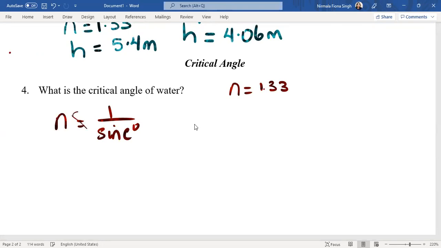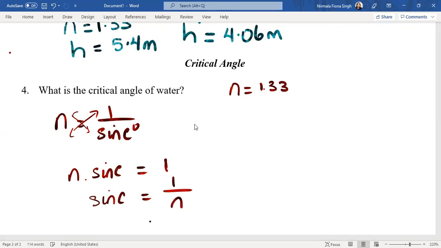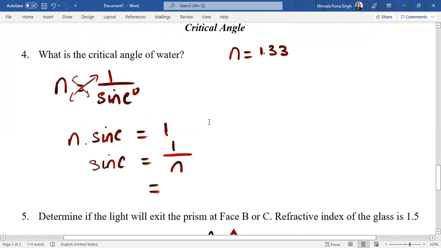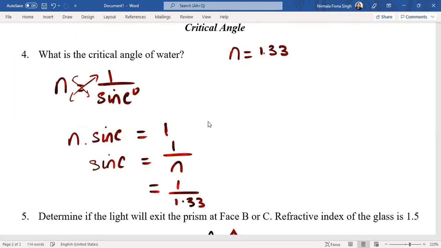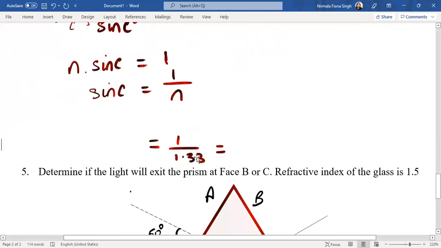So again, let's play with the equation. You're going to get n times sine of c is equal to 1. And I want to get just sine of c on one side. So sine of c is equal to 1 over n. All right, so let's work this out. You're going to get 1 divided by 1.33. Somebody tell me what you get. 0.75.